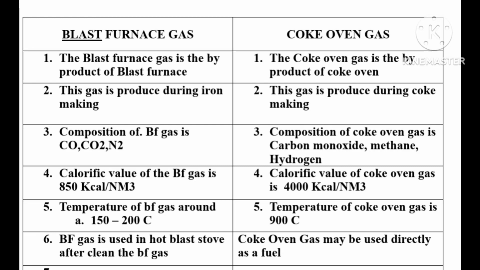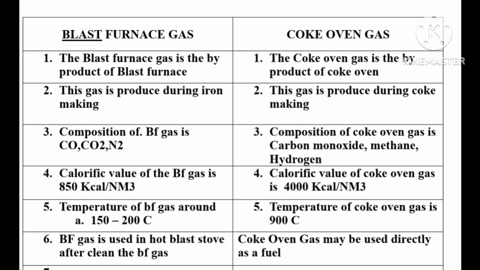Now we discuss the difference between blast furnace gas and coke oven gas. The blast furnace gas is the byproduct of the blast furnace and the coke oven gas is the byproduct of the coke oven. Blast furnace gas is produced during iron making, whereas coke oven gas is produced during coke making.